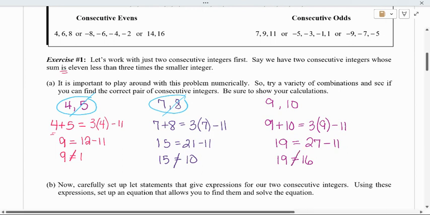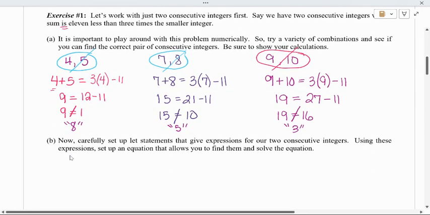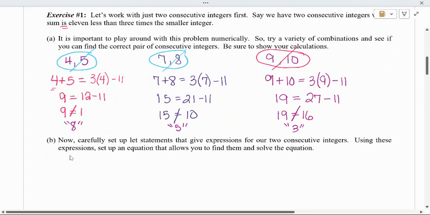But we're getting closer. Notice here, the difference between them was 8. Here, the difference between them was 5. And now our difference is only 3. So we're getting closer to finding it, but this one does not work either. We could keep doing this forever, but instead, I think it's probably easier to set up an equation.